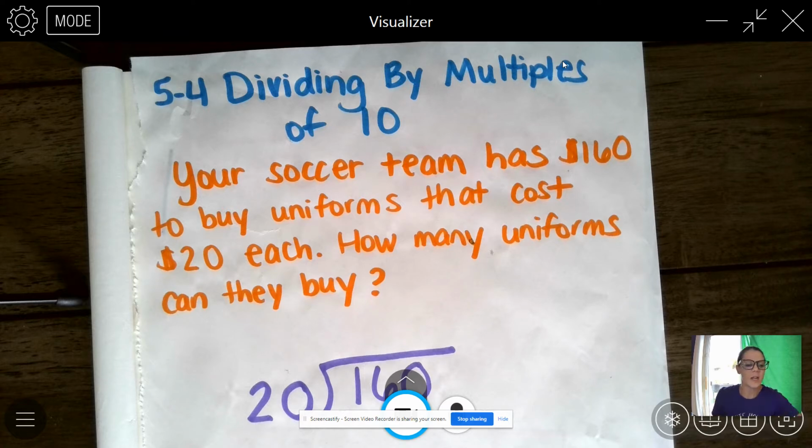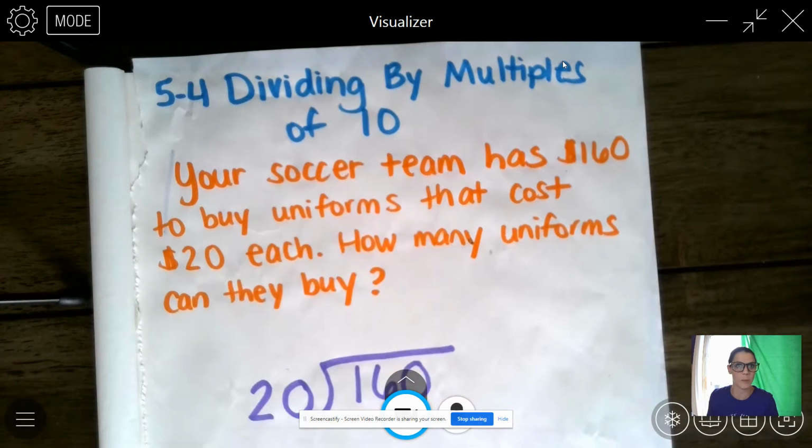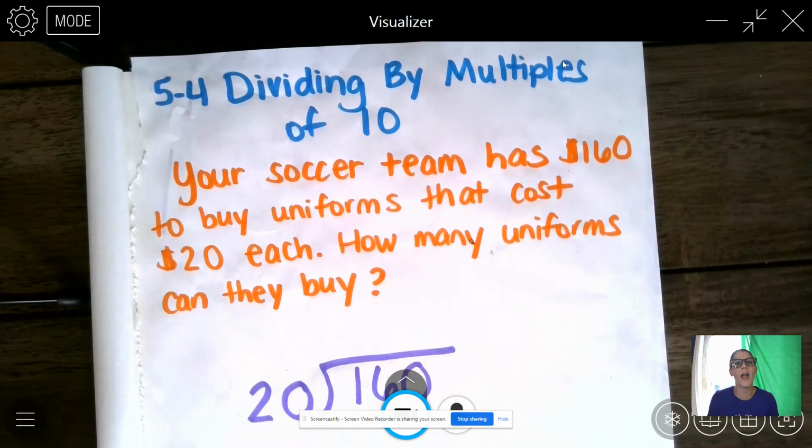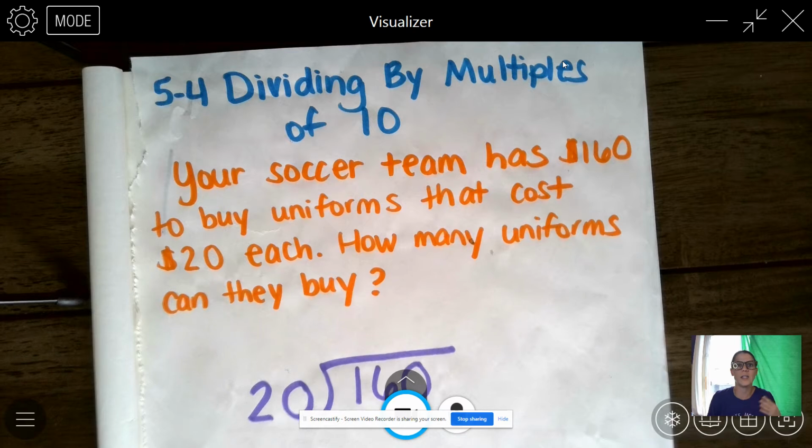So let's break down what that means. We know that 10, obviously, is the number 10, and multiples of 10 mean any number that is in the 10 times table. So 20, 30, 40, 50, 60, basically any number that ends in 0. So all of our divisors today are going to be a multiple of 10. That does not mean our dividend will always be a multiple of 10, and we're going to talk about how we can problem solve when we get to those trickier problems. So let's take a look at this first problem together.